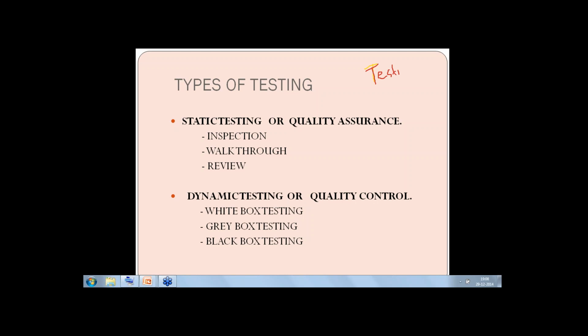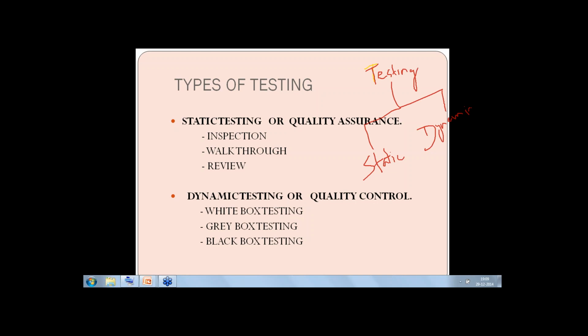Guys, I'm a bit slow because it becomes difficult to write with this particular kind of pen given by this application. Anyway, this testing is divided into two types. One, you have static. That's called static testing. And the other one is your dynamic testing. So what's the difference between static and dynamic?